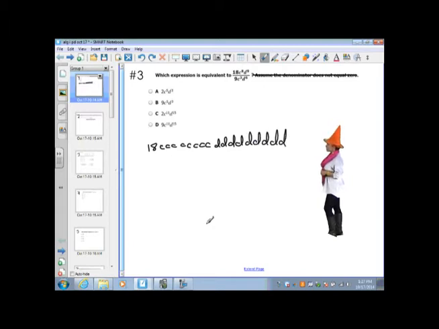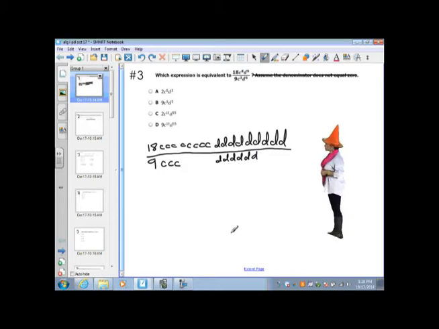And then on the bottom, we're going to write 9 underneath our 18. And then we've got c to the 3rd power, so we're going to write out 3 c's directly underneath our top c's. And we've got d to the 6th, so we're going to write out 6 d's directly below our top d's.